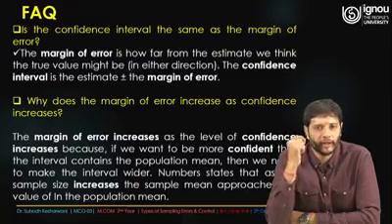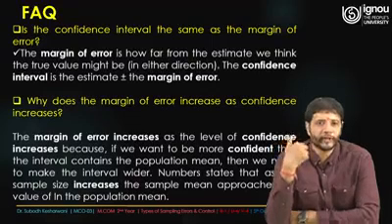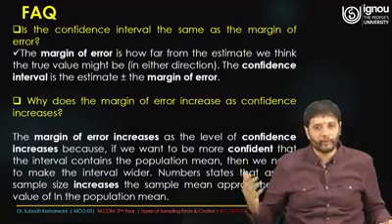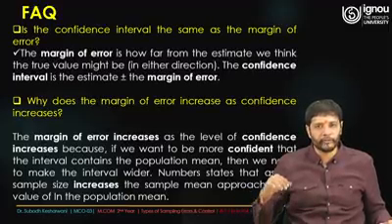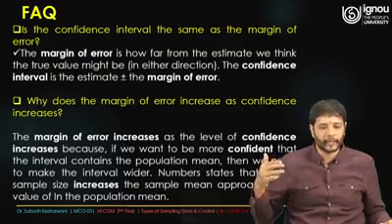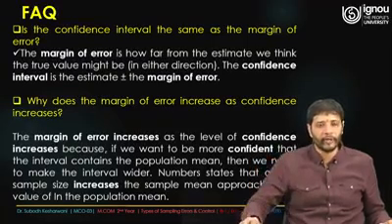So why does the margin of error increase as confidence increases? The margin of error increases as the level of confidence increases because if you want to be more confident that the interval contains the population mean, we need to make the interval wider. The law of large numbers states that as the sample size increases, the sample mean approaches the value of the population mean.